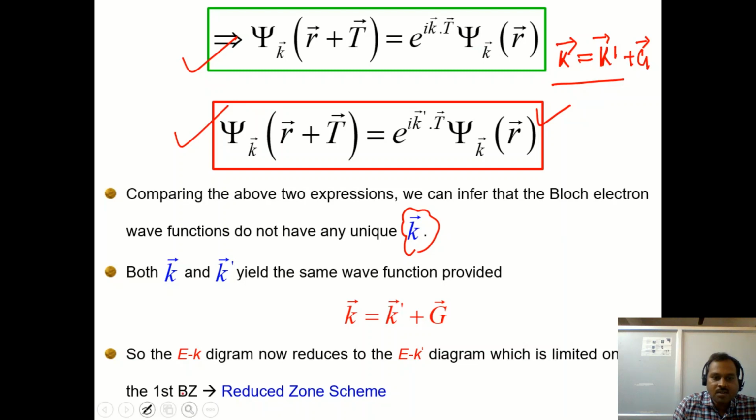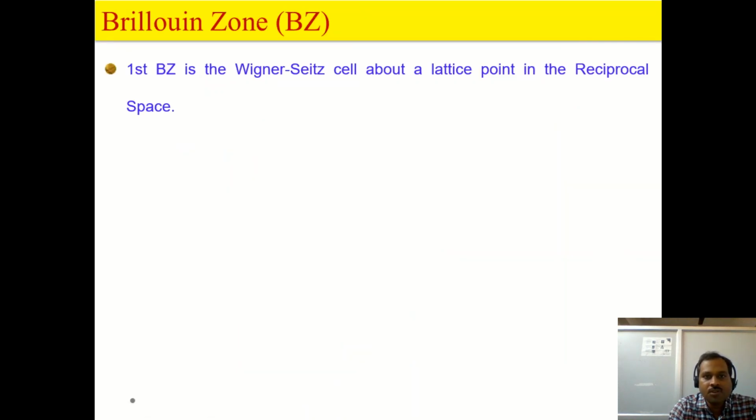So as I mentioned, let us first discuss the Brillouin zone, how to construct the first Brillouin zone or the higher order Brillouin zones a little bit, and then we will come to the reduced zone scheme with some examples of restricting the wave vector into the first Brillouin zone. So the Brillouin zone is defined in the reciprocal space, and the first Brillouin zone is the Wigner-Seitz cell about a lattice point in the reciprocal space.